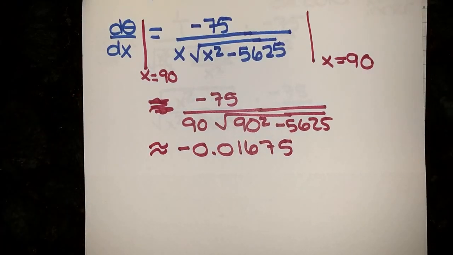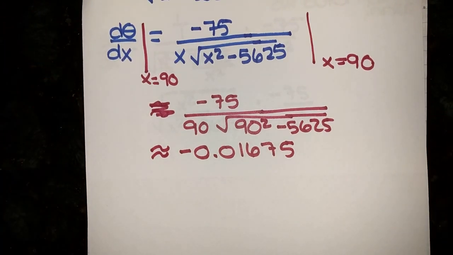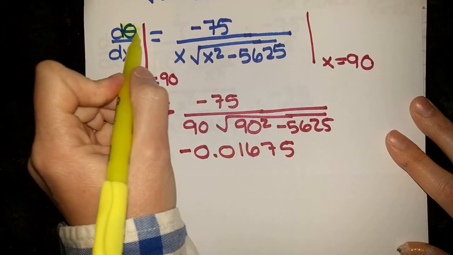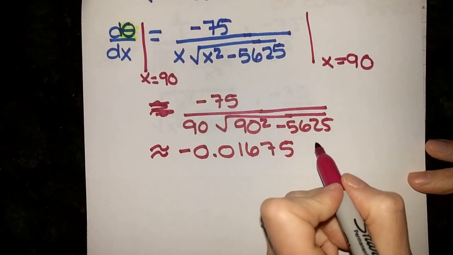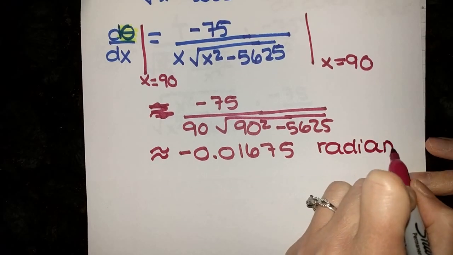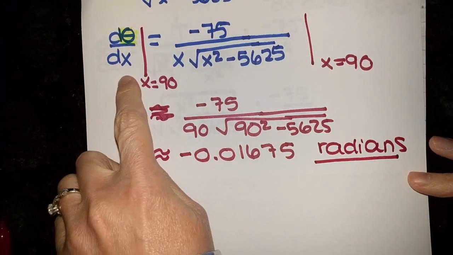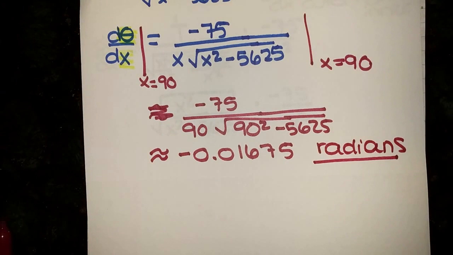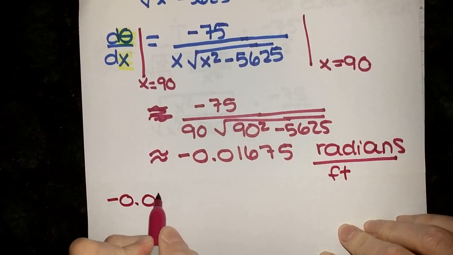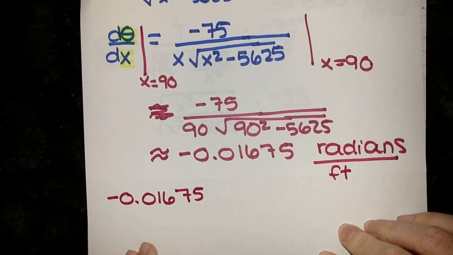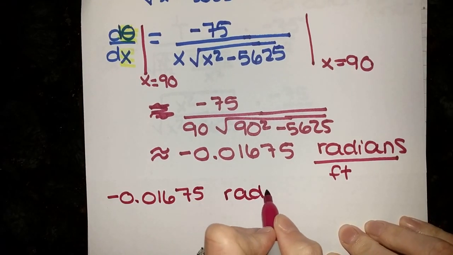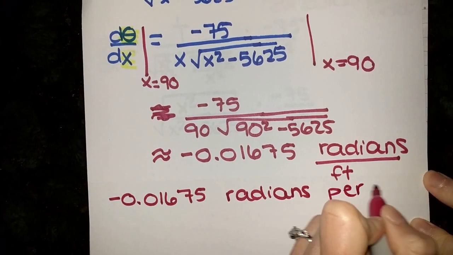Now, I do want to mention we want to write some sort of unit on this, and that's where this d theta dx notation is really helpful, because the unit on our theta would be radians. So this would be radians over the unit on our x. X was a length, and they said that that length was measured in feet. So this would be radians over feet. So another way of saying this is you could say that it is changing at negative 0.01675, so it's decreasing at this many radians per foot.